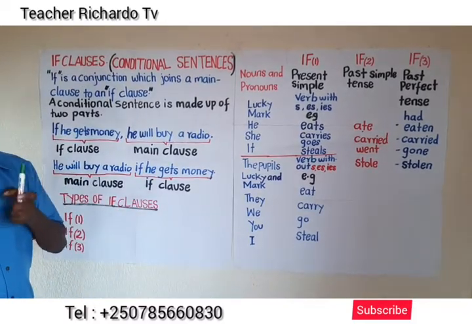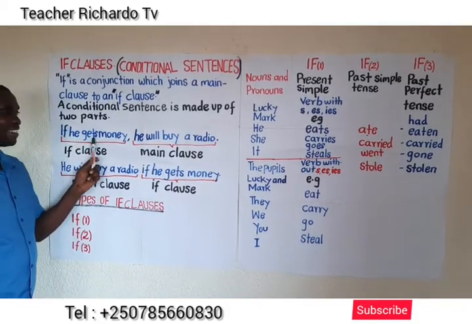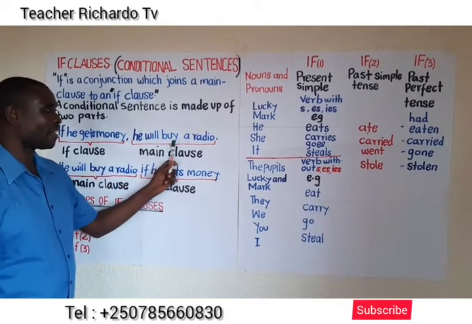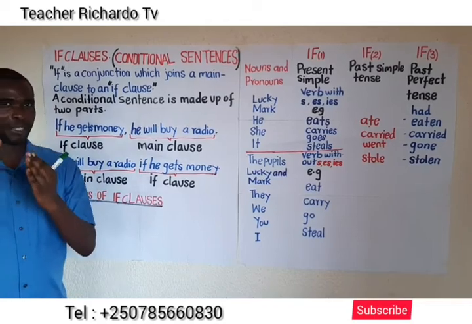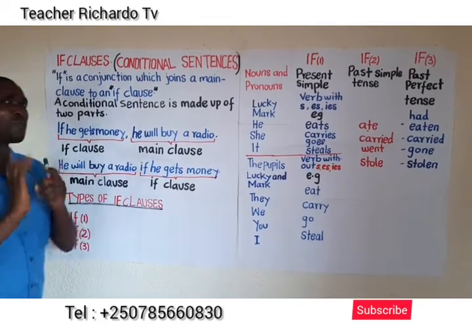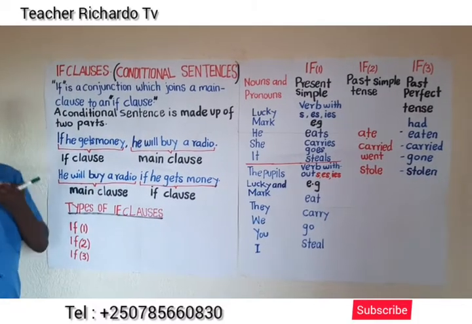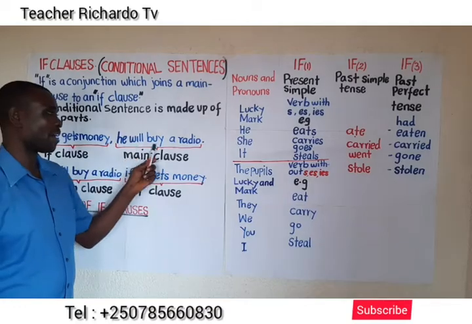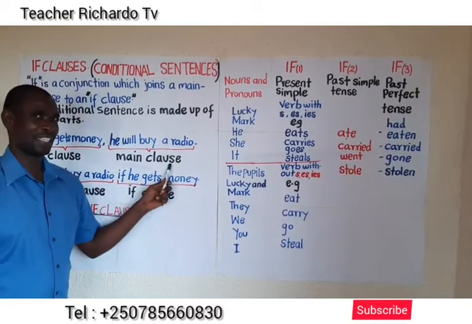An example: if he gets money, he will buy a radio. These are two parts of the sentence. Part 1, if he gets money, that is the if clause. Part 2, he will buy a radio. That is the main clause.